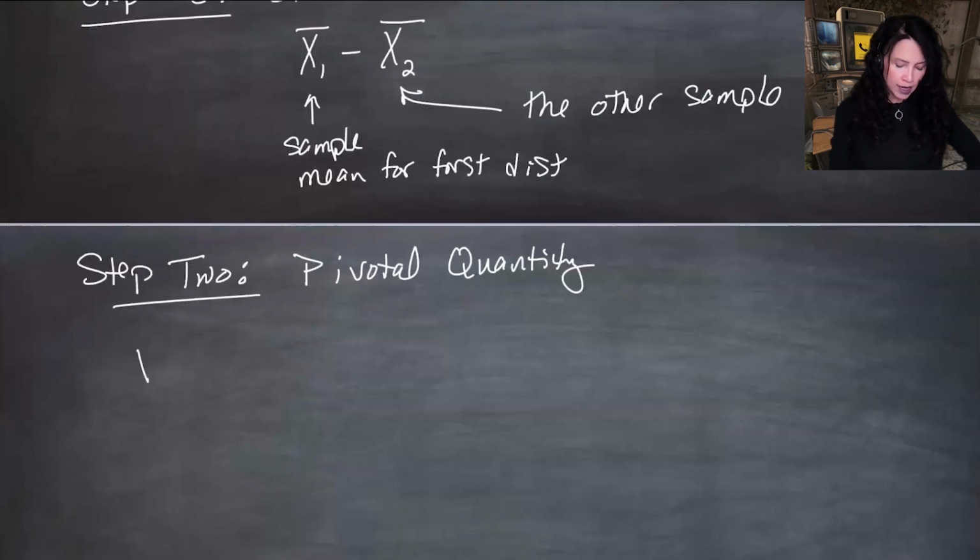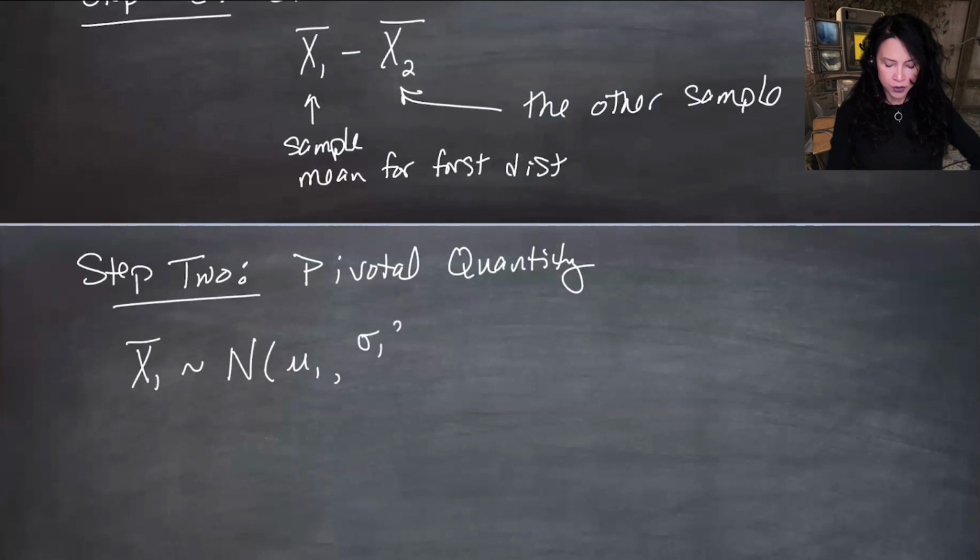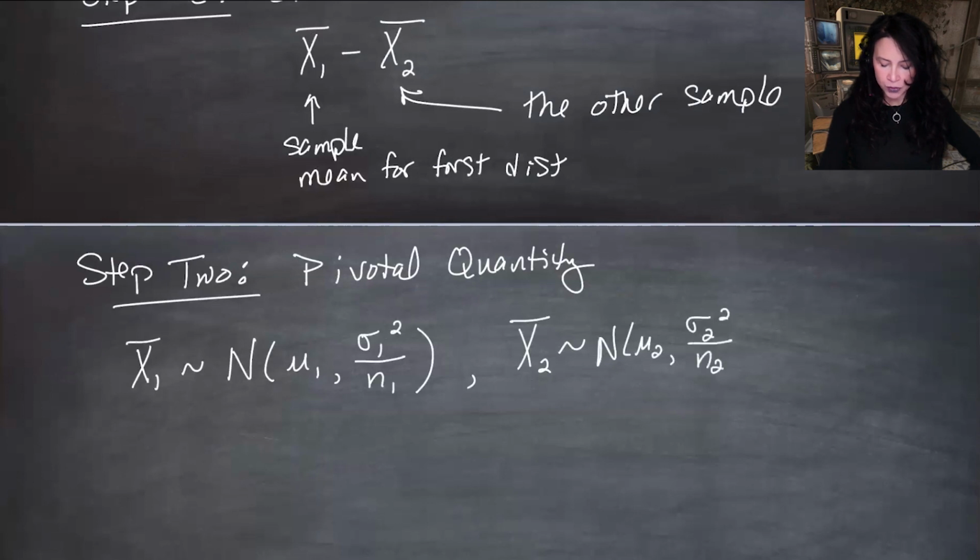We know that x1 bar has a normal distribution because a linear combination of normals is normal, not because of the central limit theorem. So this is normal with mean mu1 and variance sigma 1 squared over n1. We have that x2 bar has a normal distribution with mean mu2 and variance sigma 2 squared over n2.